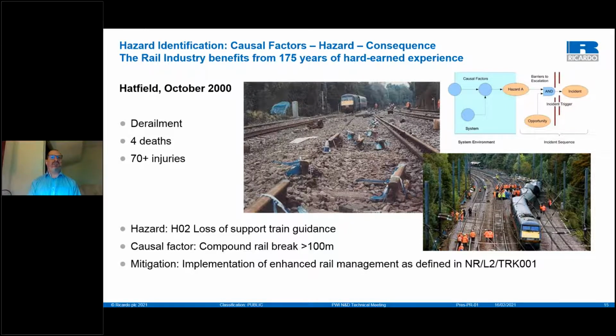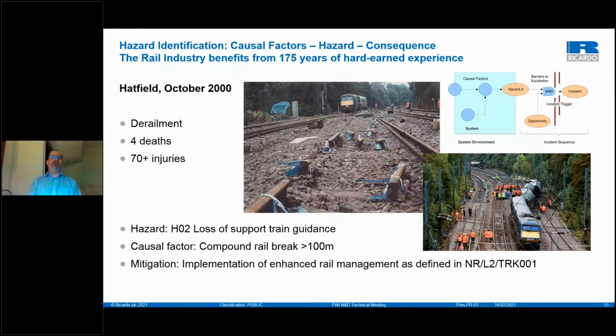So going back to hazards, causal factors, see up top right there, the diagram again, your causal factor there would be a compound rail break, which was a result of rolling contact developing in the rail. And the hazard was basically you had the opportunity, the forces imposed by the train onto weakened rail. There was no barriers to escalation because the ultrasonic testing regime at that time was inadequate. Therefore, you had the hazard, the opportunity, and the gap in the barriers to escalation, which resulted in the incident.